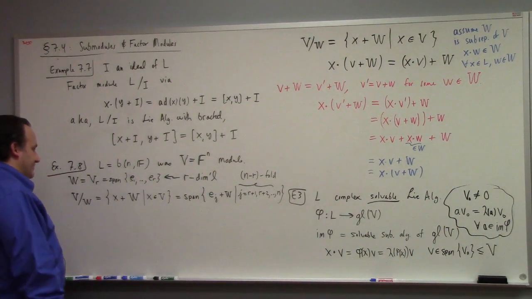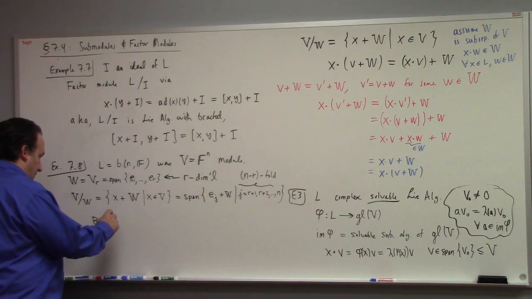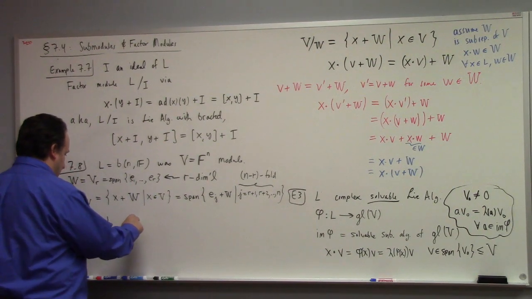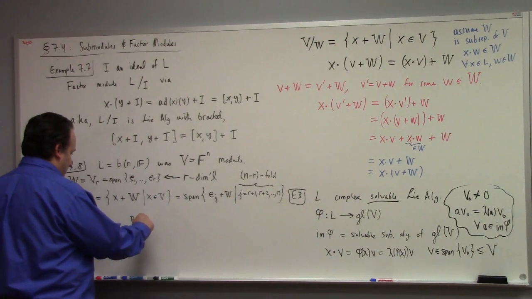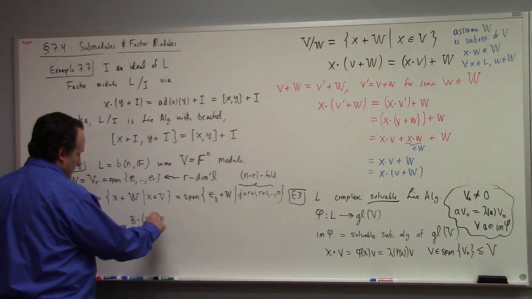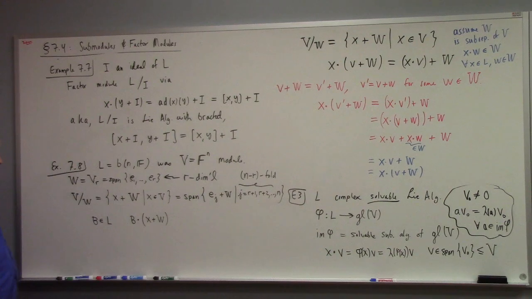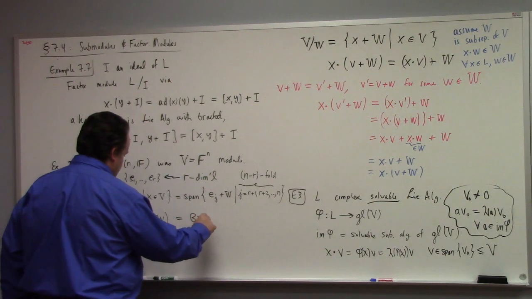So if you've got a B in L, and you look at B acting on X plus W, how's that go? I mean, it's literally Bx, right, plus W.